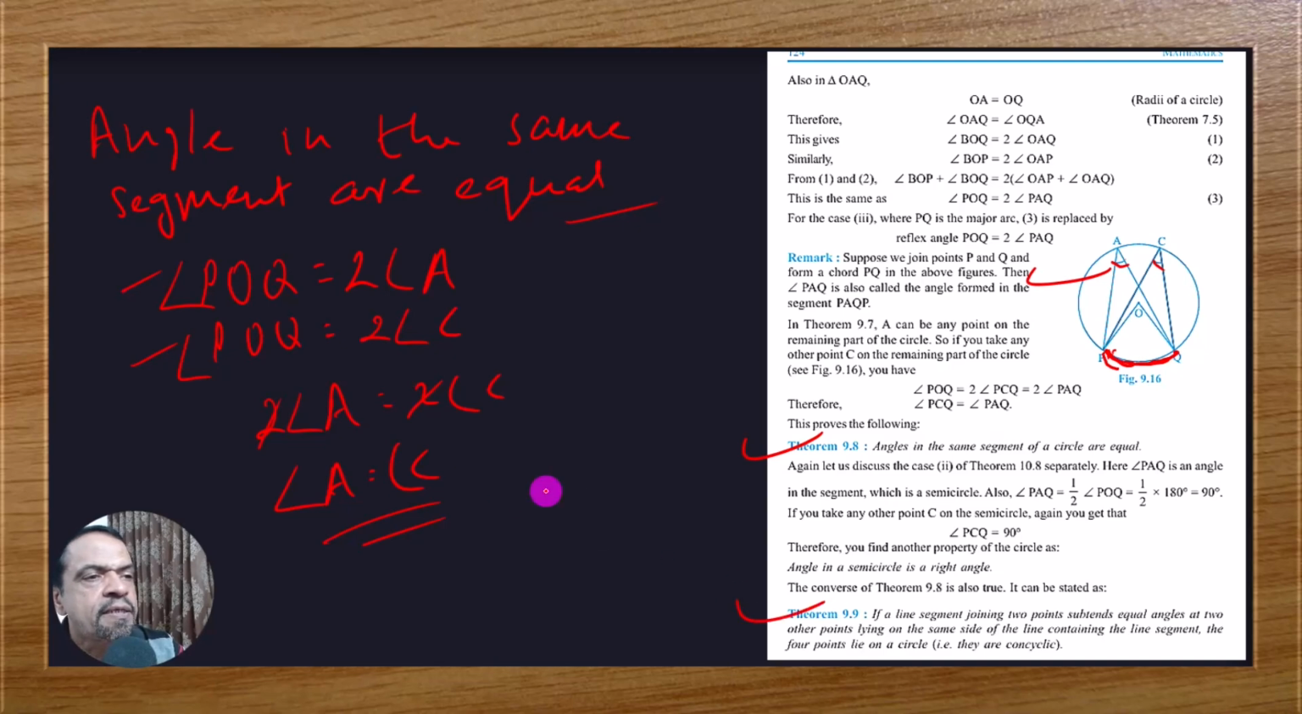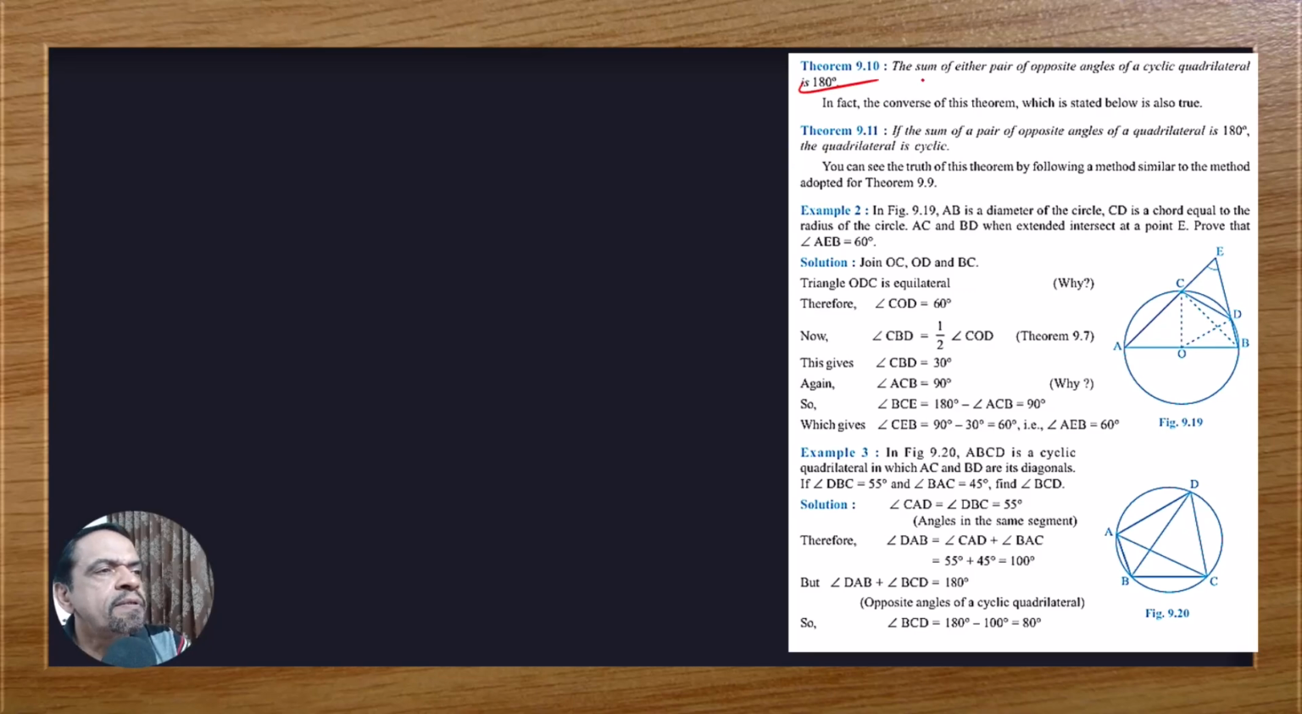Points on a circle are concyclic. If we join them, this quadrilateral is called a cyclic quadrilateral. A quadrilateral whose vertices lie on the circle is called a cyclic quadrilateral. 9.10: the sum of either pair of opposite angles of a cyclic quadrilateral is 180, or supplementary.